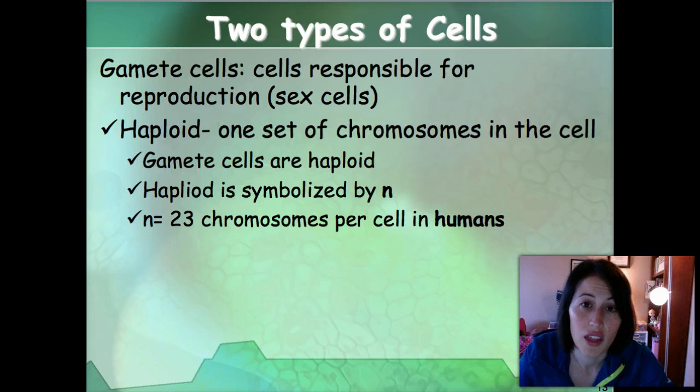Gamete cells are the other kind of cells, and those are the cells that are responsible for sexual reproduction, okay? They are haploid.